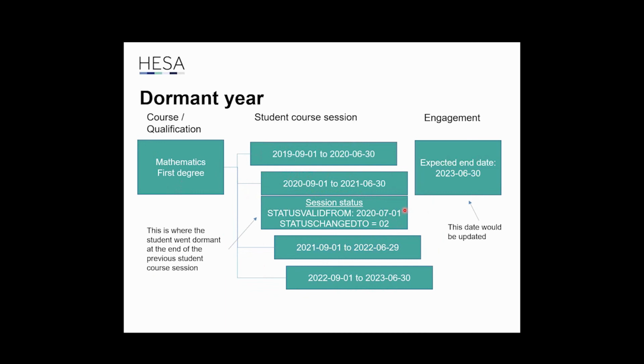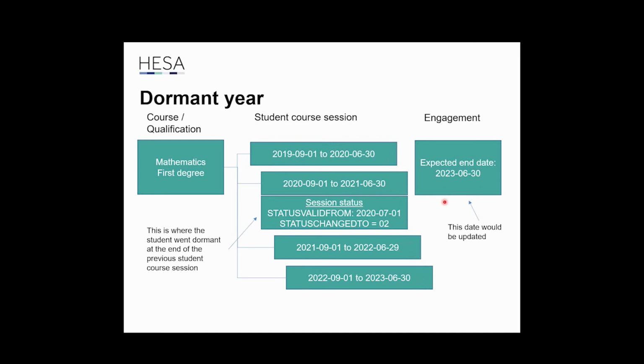You will notice this date is just after the end of the student course session before it. So this is where the student hasn't actually done anything. The guidance we're giving is that you should put the end date at the end of the previous one, just so that it matches up and we know exactly what's happened. That is when the student actually stopped and went dormant. And then the student comes back, and they finish off years 2 and 3 of their course.